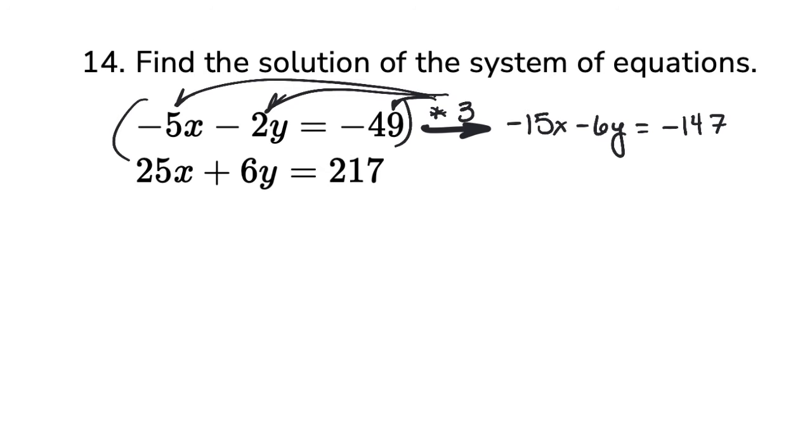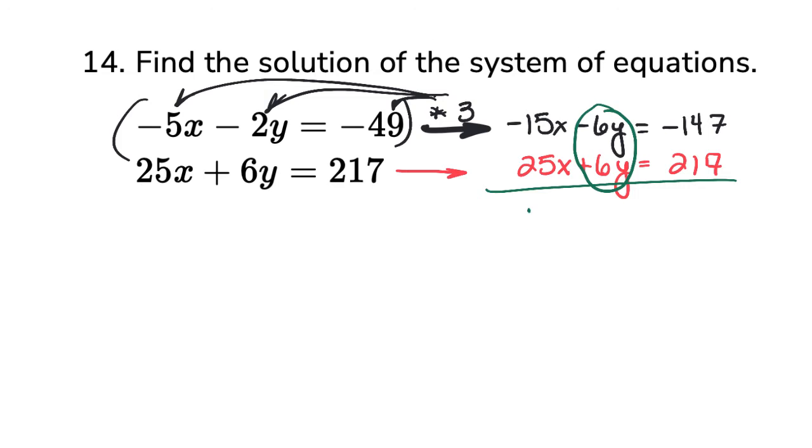And I'm going to line that up with the other equation. Now, the other equation I'm not doing anything to. I'm just going to rewrite it. Because it now has the 6y, and I've got a -6y above it. And so when I add those two, the y's here eliminate each other. See, -15 and 25 is 10.